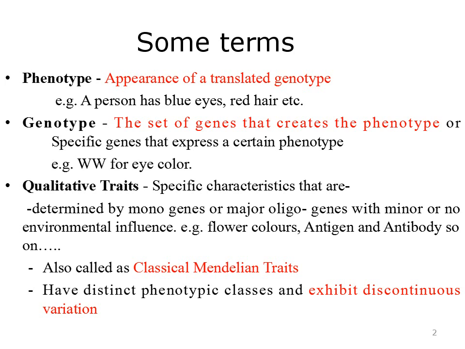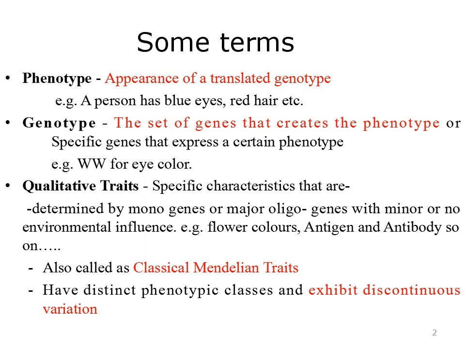In the case of characters which are being influenced or inherited by qualitative traits, these will be very least affected by environmental conditions. It means the influence of environment is negligible when you are talking about qualitative traits. These are also called classical Mendelian traits. Most of the time, if you go back in science, these are termed classical Mendelian traits, and they have distinct phenotypic classes and exhibit discontinuous variation.